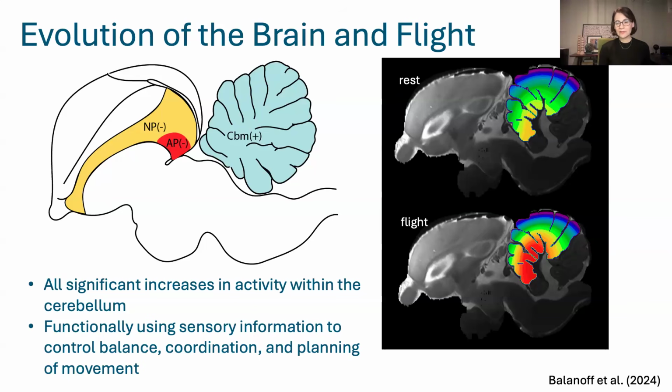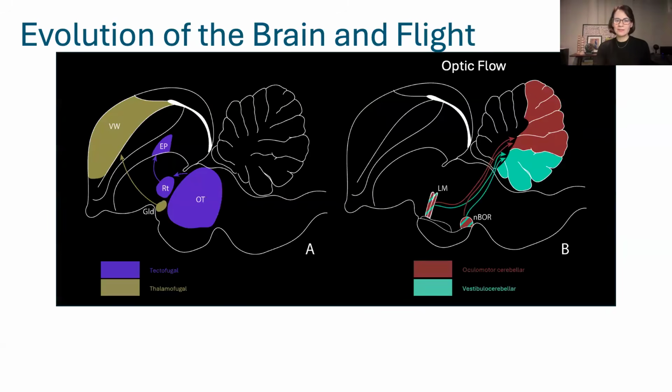And it's doing all of this in response to sensory information that is coming into the cerebellum. We looked at regions of the brain. We were also, like I said, birds are very visual animals. So we were also interested in if there were particular visual pathways that were more active than other pathways during flight.